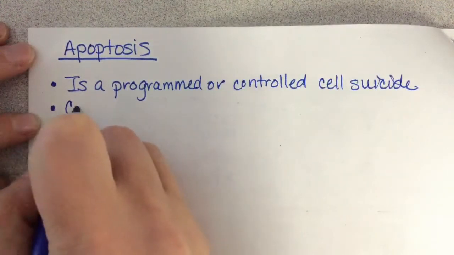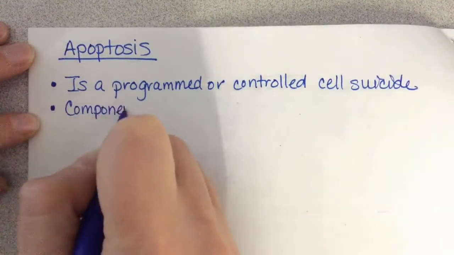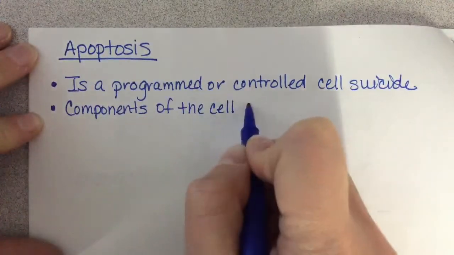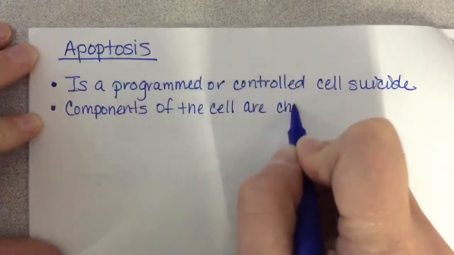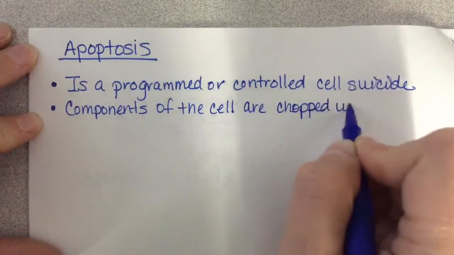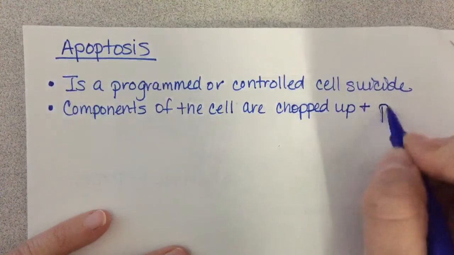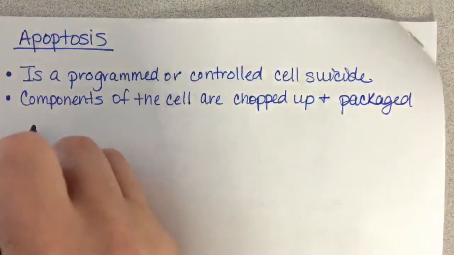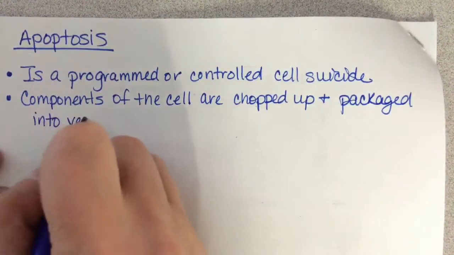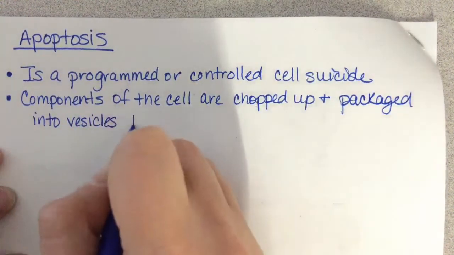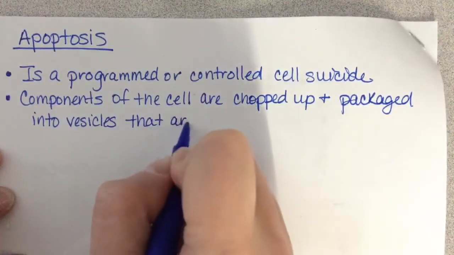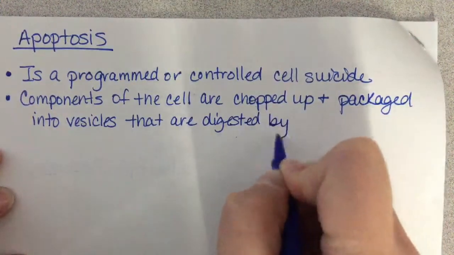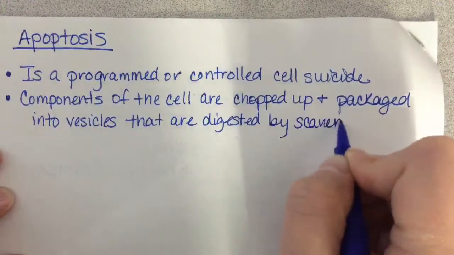Let's write the next one. Components of the cell are chopped up and packaged into vesicles that are digested by scavenger cells.